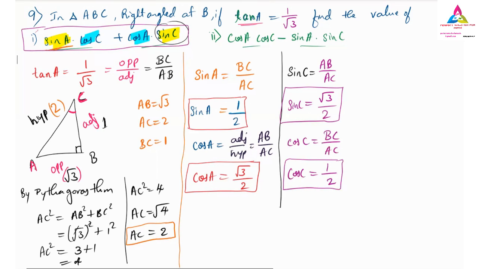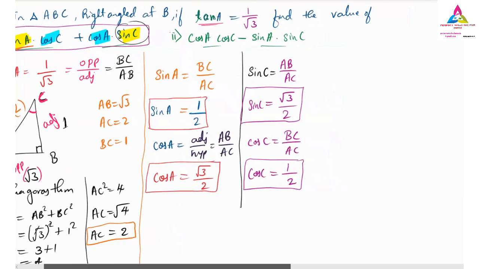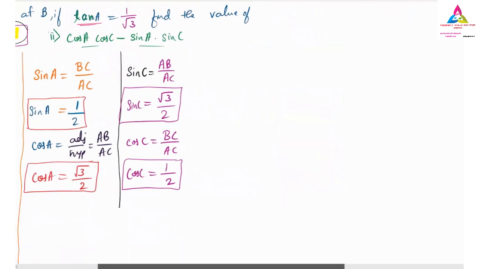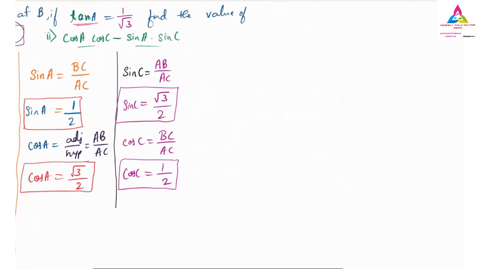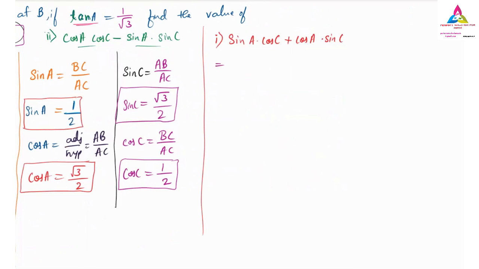So let me solve that. I will take it a little bit to the right-hand side. So the first question is to find sine A into cos C, added together with cos A into sine C. So we will apply these values. Sine A value we already know. Sine A value is here half. Cos C value is half, once again into half, plus cos A value.